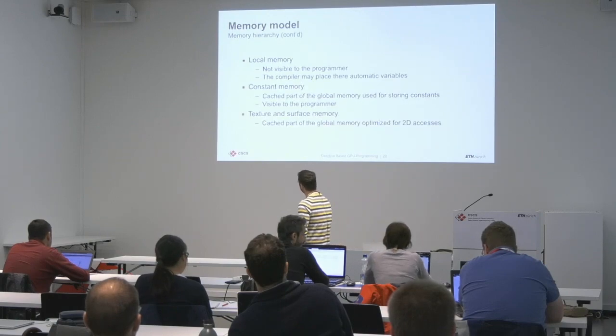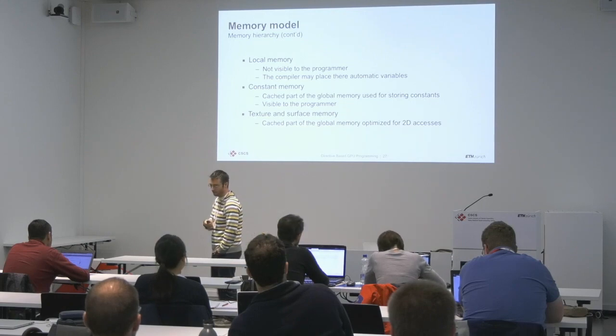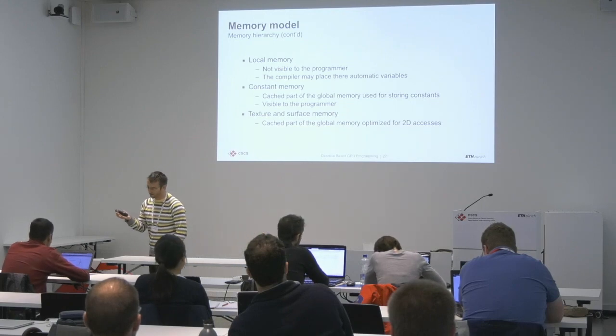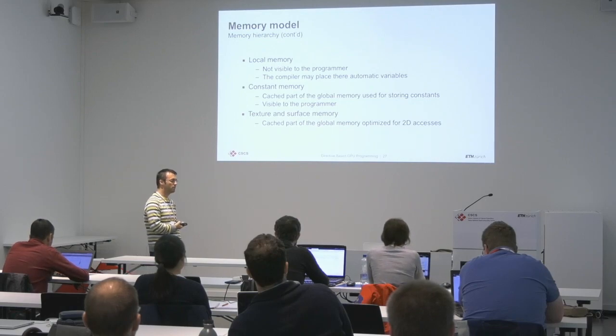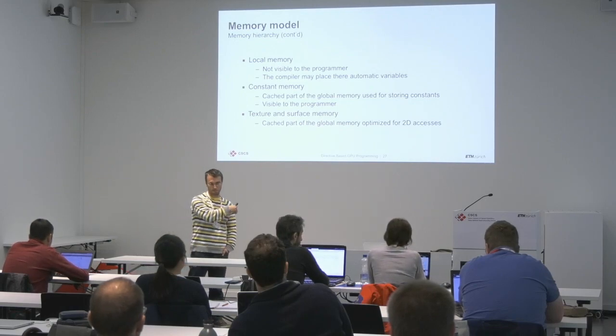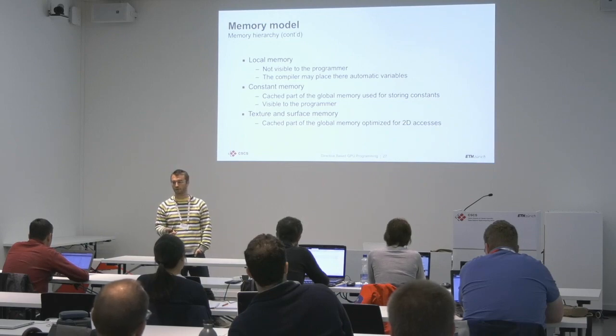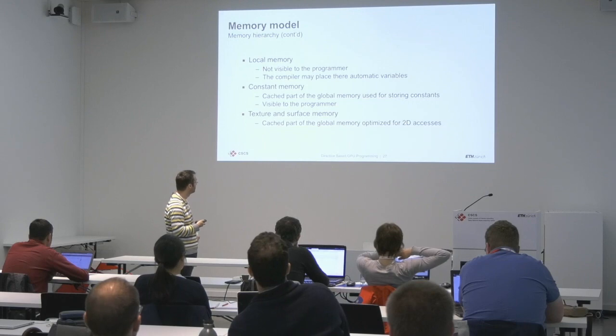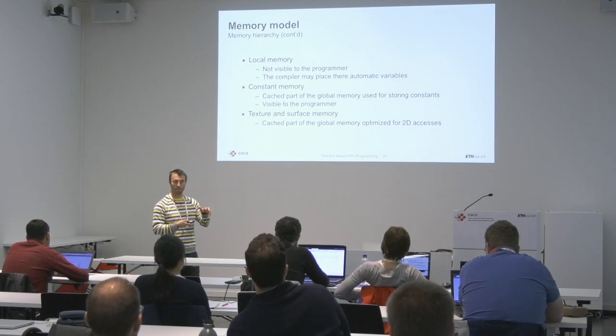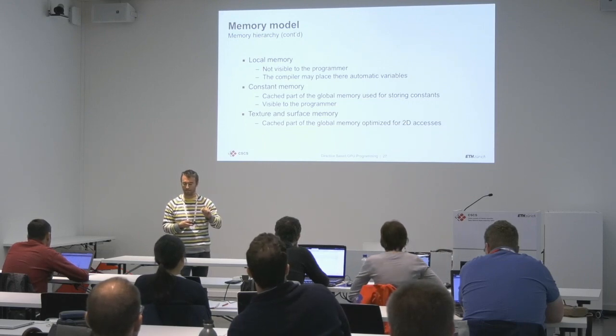Now, another is the local memory. This is not visible to the programmer directly, but it's visible to the compiler. This is usually the memory that the compiler uses for putting automatic variables. And the important thing here is that this part of the global memory is cached, I think.